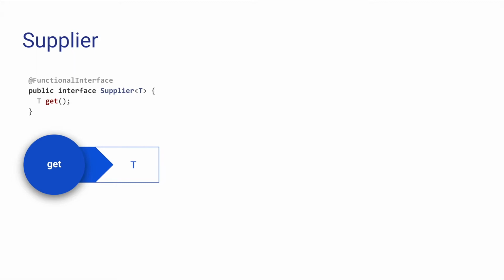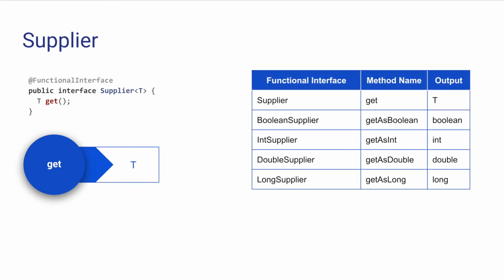Now if you notice the interface, the Supplier uses generic T in its definition, but then there exist a couple of more suppliers which have more concrete types. So as you can see here, we have boolean, int, double, and long suppliers whose return types are as per their interface name. Also, the method names for the corresponding interfaces are prefixed with get, which is our supplier method name, appended by the method flavors. Let's now look at a demo.